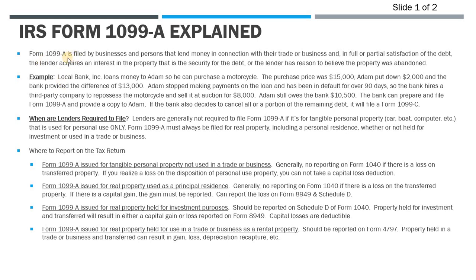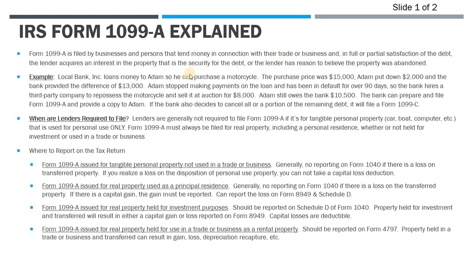So firstly, what is the 1099-A and who must file it? The who must file instructions provided in the 1099-A and 1099-C instructions provide that this has to be filed by businesses and persons that lend money in connection with their trade or business, and in full or partial satisfaction of the debt, the lender acquires an interest in the property that was the security for the debt, or the lender has reason to believe the property was abandoned.